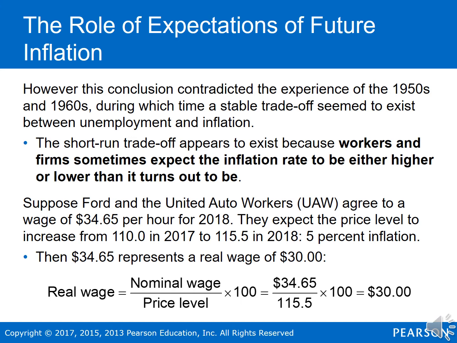So let's suppose that Ford and United Auto Workers, the union that represents the workers at Ford, agree to a wage of $34.65 per hour in 2018. Let's say they expect the price level to increase from 110 in 2017 to 115.5 in 2018, or 5% inflation. Then that $34.65 represents a real wage of $30.